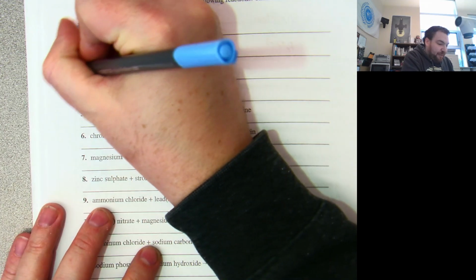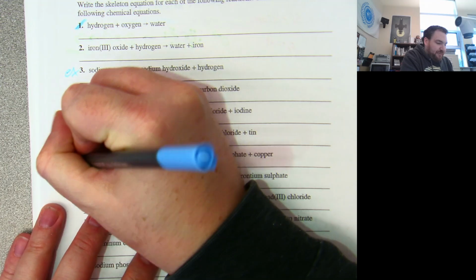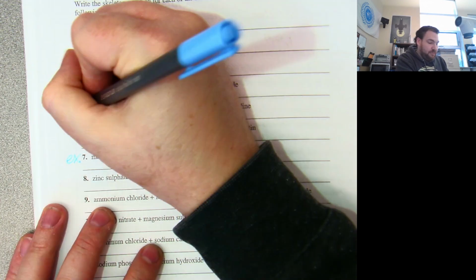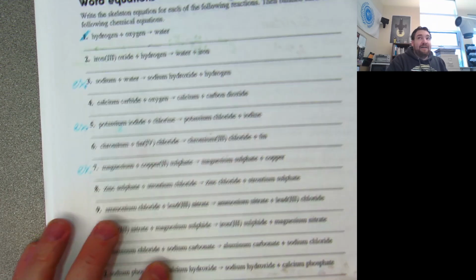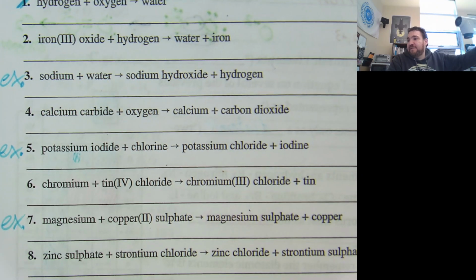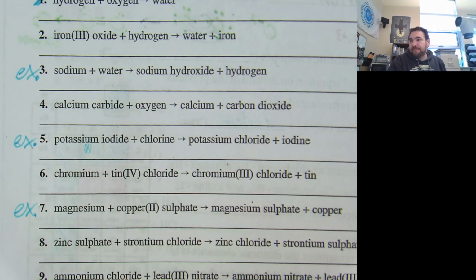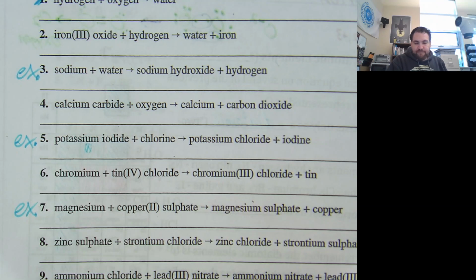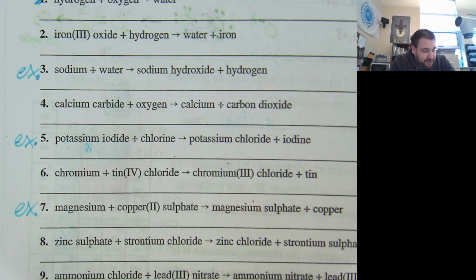We're going to do number 3 as an example, number 5 as an example, number 7 as an example of how you go through the process of building these things. 3, 5, and 7. Here we go. Word equations. I've got sodium. Sodium plus water reacts to form sodium hydroxide and hydrogen. This is a reaction you've seen before, or you should have seen before.